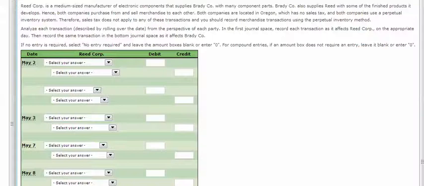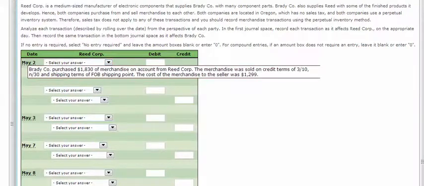So here we're going to start by rolling over the date, and it says Brady Company purchased $1,800 of merchandise on account from Reed Company. The merchandise was sold on credit terms of $310 net 30, shipping terms FOB shipping point. The cost of the merchandise to the seller is $1,290. So Brady's purchasing it, we're selling it for $1,830.